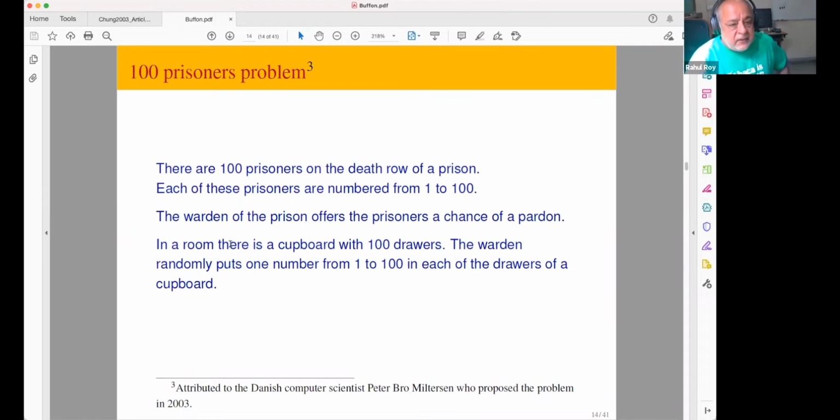So what he does is that in a room, there is a cupboard with 100 drawers. The drawers are numbered 1, 2, 3, etc. And inside the drawers, the warden randomly puts one number from 1 to 100 in each of the drawers of the cupboard. So, for example, drawer number 1 could have the number 6 inside it. Drawer number 2 could have a number 12 inside it, etc. So the warden randomly puts numbers 1 to 100 in each of the 100 drawers in this cupboard.